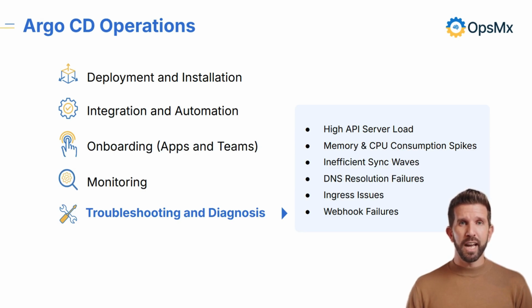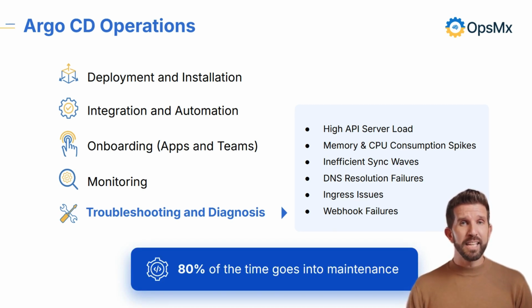Let us take a quick look at Argo CD operations. Some of the operations involve implementing Argo CD, from deployment and installation to integration, automation, and onboarding apps and teams. But here's the kicker. About 80% of our time goes into maintenance. We're talking issues like high API server load, memory and CPU spikes, slow sync waves, DNS hiccups, ingress problems, and webhook failures. These challenges mean we need a faster, more automated approach, and that's what we're diving into today.